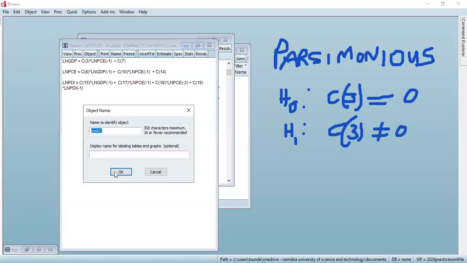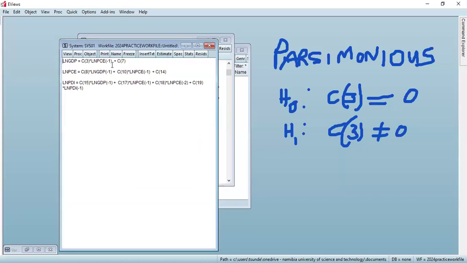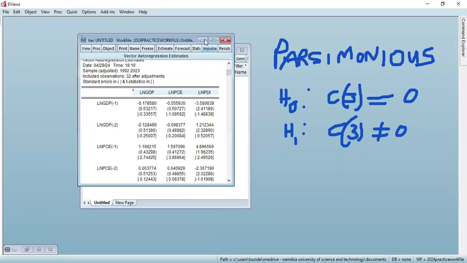Let me name this. I've named it System 1. And I will close that. Now, the next thing that I want us to do is to estimate a VAR by using this lag length, which was determined by EViews as the optimal lag length. EViews suggested that 1 is the optimal lag length.